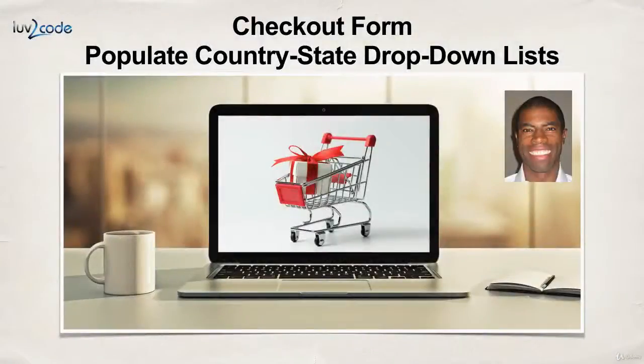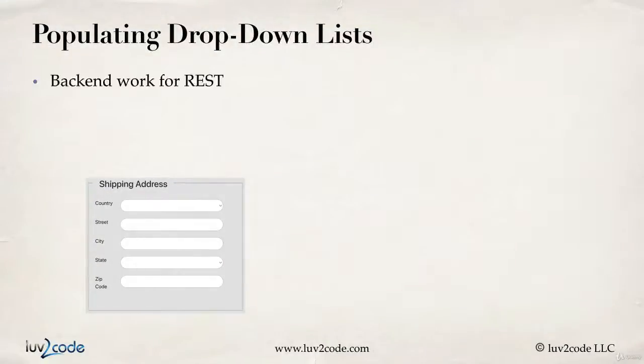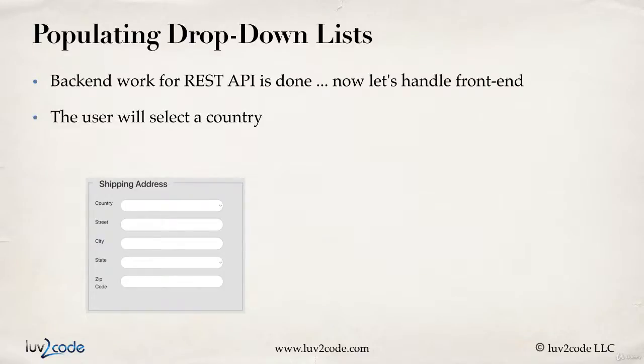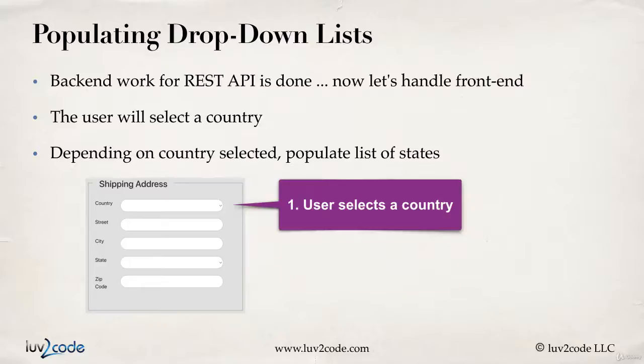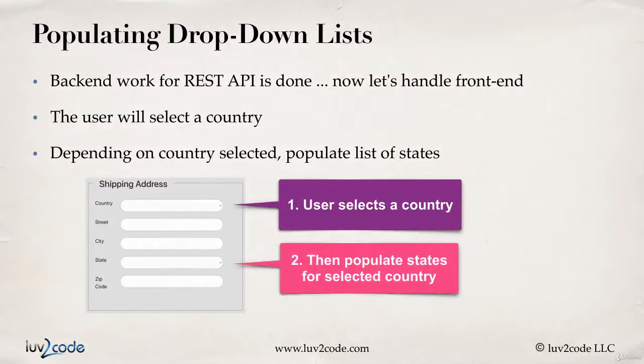In this video, we'll continue with populating the country-state drop-down list. Alrighty, so the back-end work for the REST API is done. Now let's handle the front-end development. So the user is going to select a country. Depending on the country selected, we'll populate the list of states. So here's our shipping address. The user selects a country, and then we'll populate the states for that selected country.